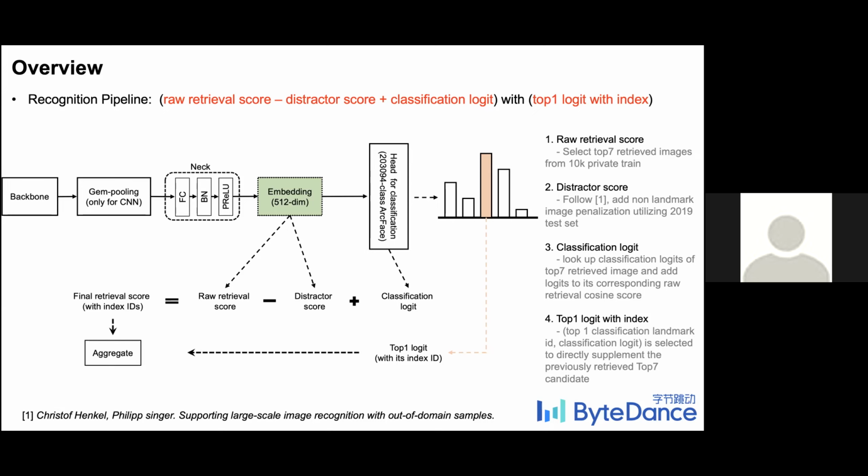Note that this top 1 classification logit doesn't have a distractor score because it is not from any retrieved image. But this turns out not to be a problem because we found that the top 1 classification logit has some robustness to non-landmark images. Finally, we get top 7 candidates with their final retrieval scores plus 1 candidate from top 1 classification. Then we aggregate these candidates' scores with their labels to get the final prediction.